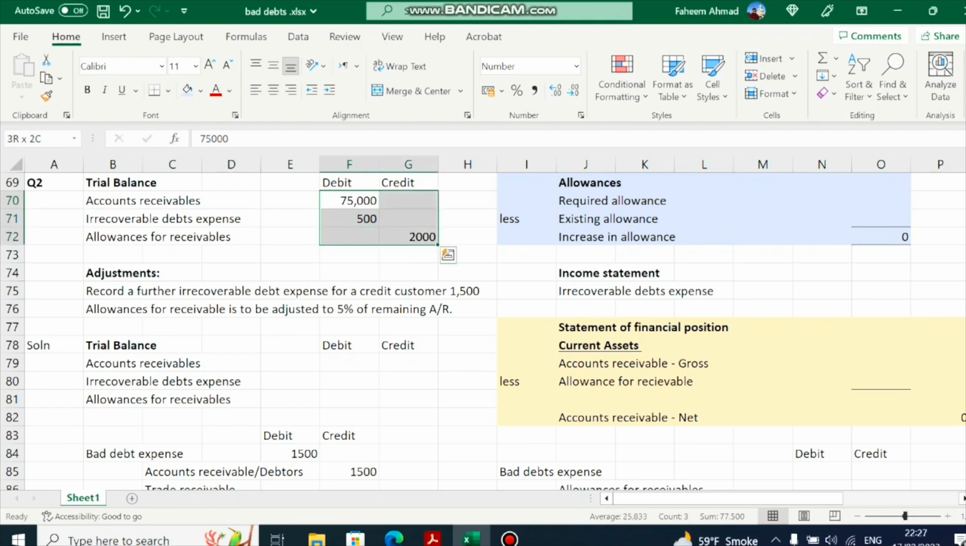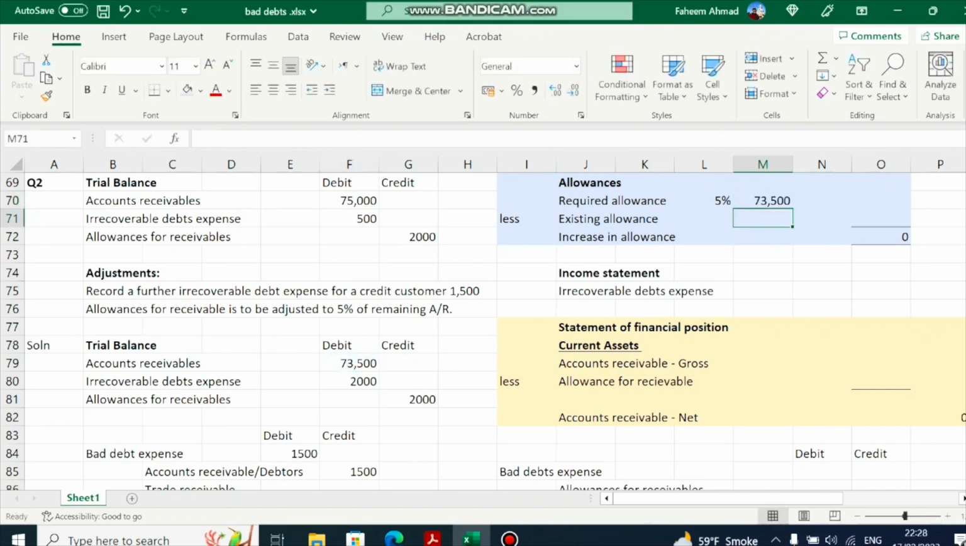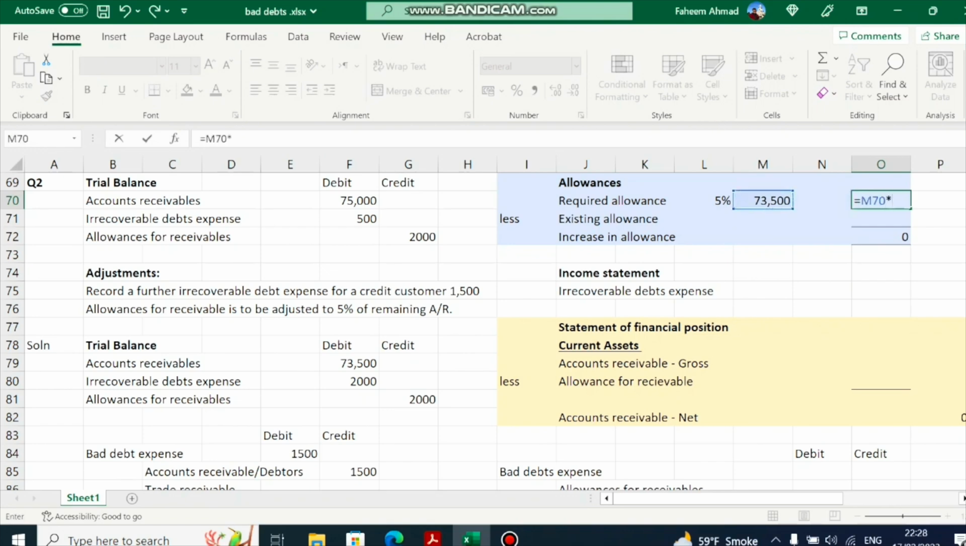I'm going to copy these initial numbers and then I will adjust them for adjustments. So since account receivable is 1500 credit, it will decrease its balance. Bad debt expense is debited by 1500, so I will take plus 1500. We are done with first adjustment. For second adjustment, we will take allowances for receivable, 5% of remaining account receivable. So I will take here 5%. How much is our remaining trade receivable? They are 73,500. So 73,500 times 5%. That gives us 3675.